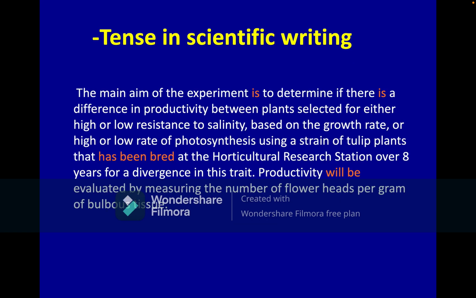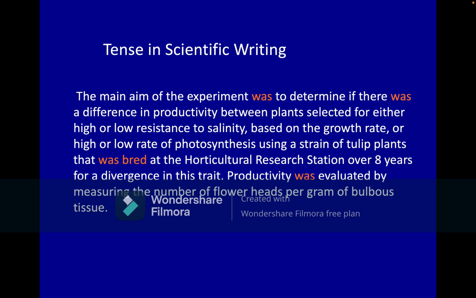Here I am showing one paragraph which contains different types of tenses: present tense, present perfect tense, as well as future tense. These types of tenses you should not use in an abstract. Rather, the corrected form of this paragraph will be like this. As the work has already been done, we have to mention everything in the past tense, like was great, and as well as was, as I have mentioned in this.